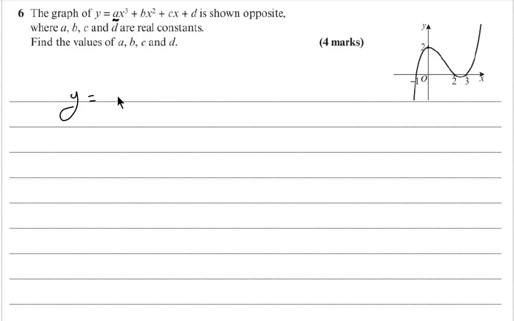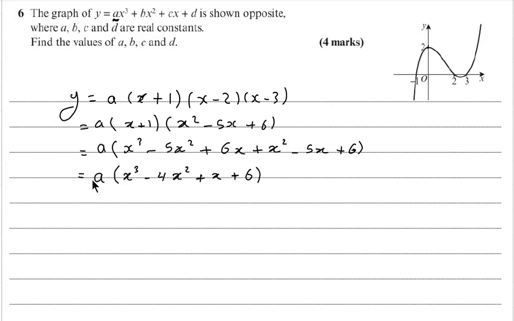So we say y equals (x plus 1), because we have an x-intercept at x equals negative 1. And we have 2 and 3 here, so we have the brackets (x minus 2) and then (x minus 3). In the previous case, the coefficient of x^3 was 1, but the problem doesn't say that, so we must put a here. Keep a away, and also (x plus 1), and expand these two brackets. We have x squared, negative 2x, negative 3x, which will be negative 5x, and finally plus 6. Expanding, this is the result.